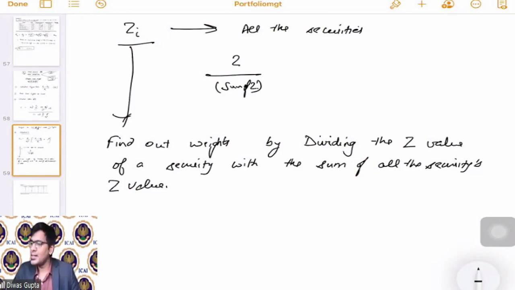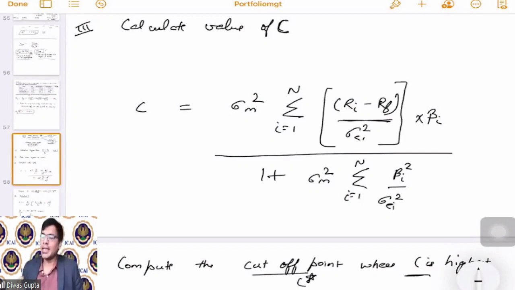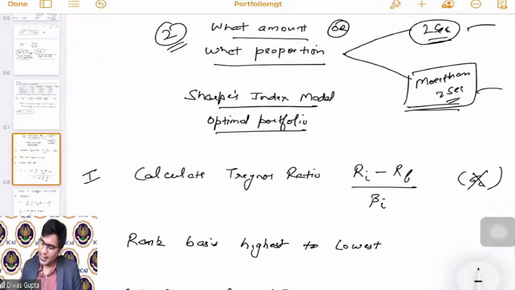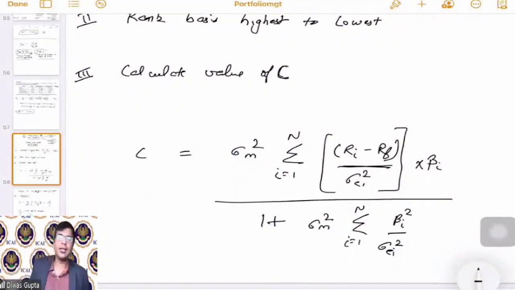Now Namita is asking, in this formula, we should divide by beta, as you said that we need to use Trenner ratio. No. See this. Here, this division is not for the Trenner. We are not applying the Trenner ratio here, Namita. Trenner ratio is calculated only in step 1 to rank the securities. In the calculation, the Sharpe's index model is using the excess return divided by variance. The unsystematic variance they are using.